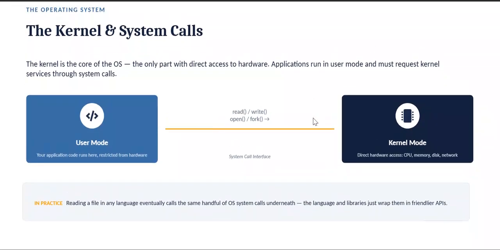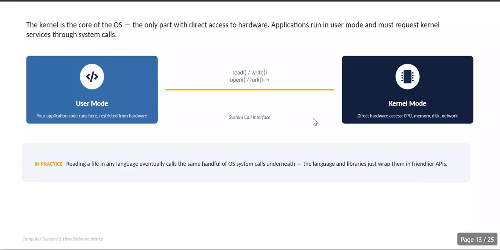The kernel and system calls. This is not for you to understand deeply, but the kernel is the core of the operating system. It is the only part with direct access to the hardware. Applications run in user mode and must request kernel services through system calls. This is to help you understand what happens under the hood when communicating with software, so that you have a better understanding when you are building your software.